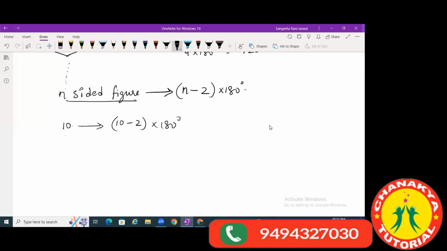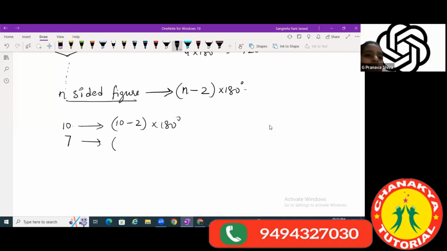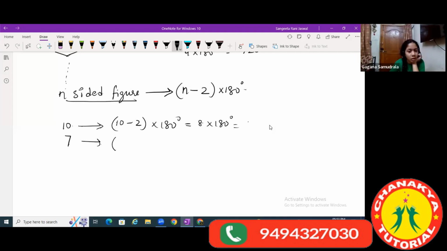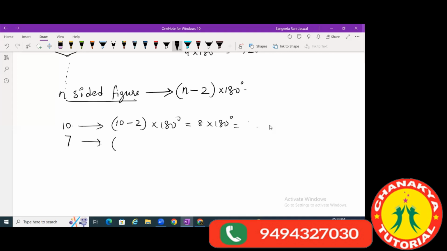If the number of sides are 7, then? Ma'am, 1440 degrees. Okay, beta. So whatever you get by multiplying this, that will be your answer. 7 minus 2 into 180. That does not matter. Whatever you get by multiplying, that will be your answer. But you should know this.